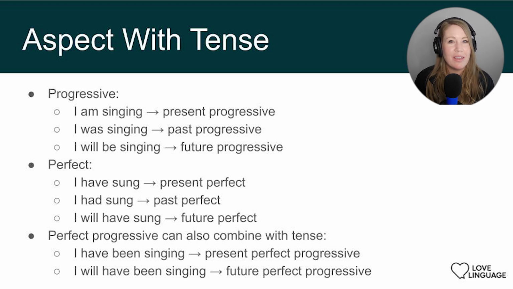This illustrates an important point, which is that tense tells us when the action happens, aspects tell us how it unfolds. And as a side note, English has other subtle aspectual distinctions, like habitual actions or completed versus incomplete actions. But for this video, we'll focus on these three main aspects.